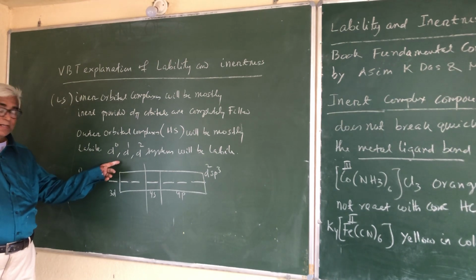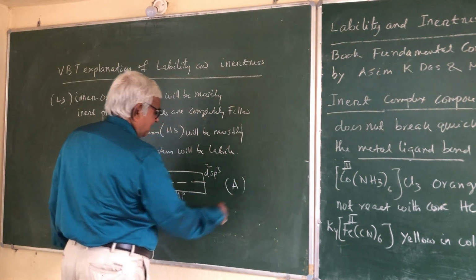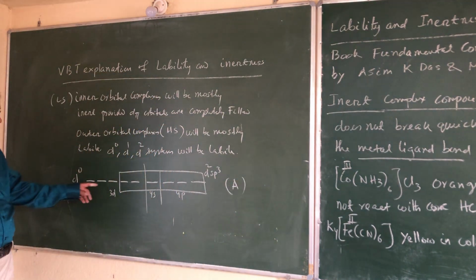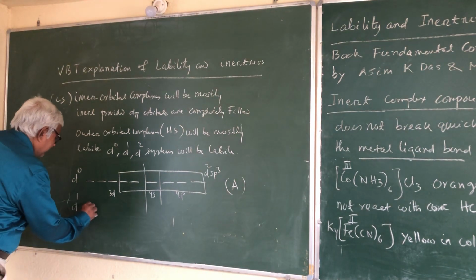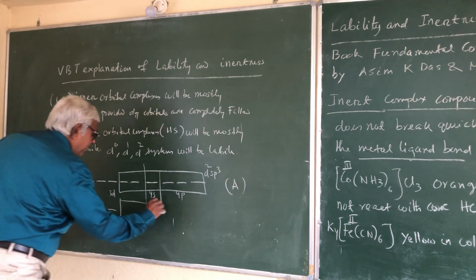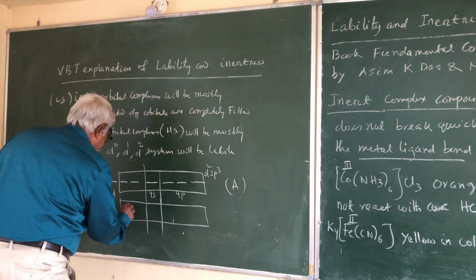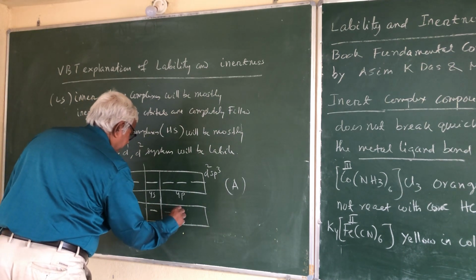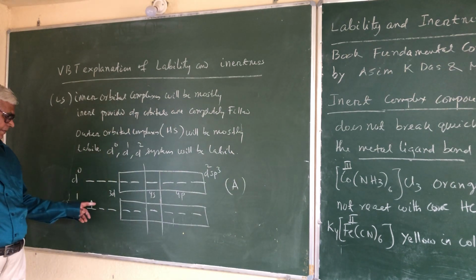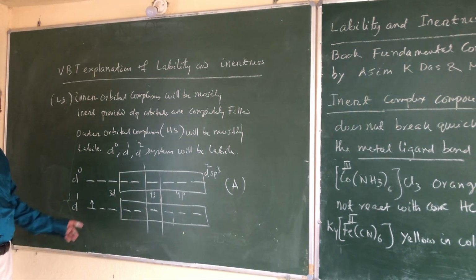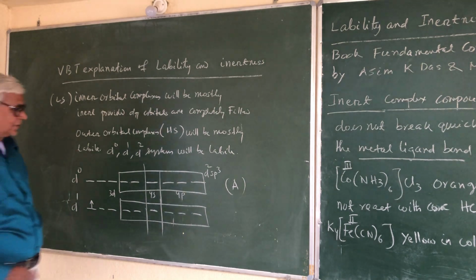Therefore, any ligand can enter in an associative mechanism. In the associative mechanism, the metal ligand bond formation will be easier because these d orbitals are vacant for a D0 system. And for a D1 system, only one electron is there. So in this system also there are two d orbitals vacant. Therefore, again metal ligand bond formation is easier in the associative mechanism.